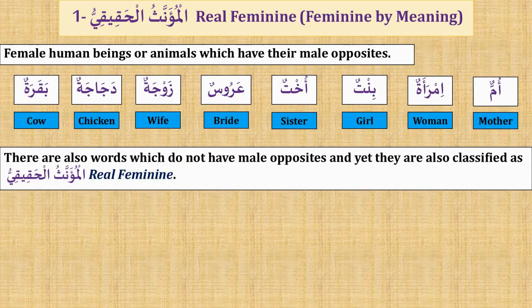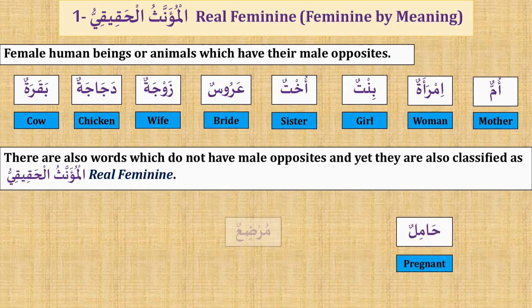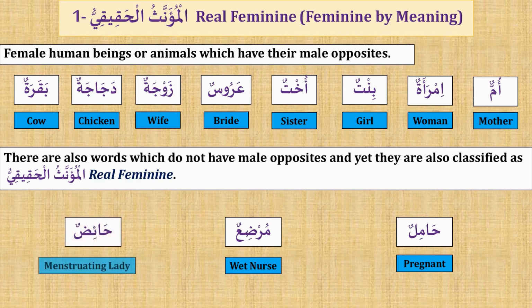There are also words which do not have male opposites and yet they are also classified as المؤنث الحقيقي real feminine. Examples: حامل pregnant, مرضع wet nurse, حائض menstruating lady. These terms only used for ladies.